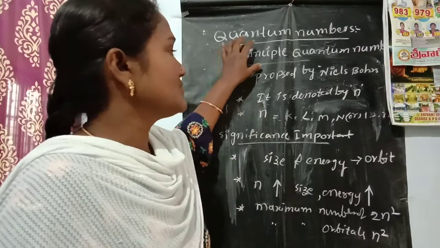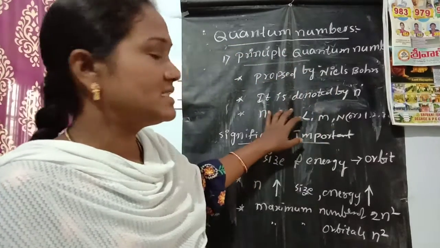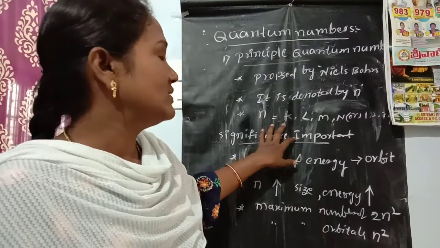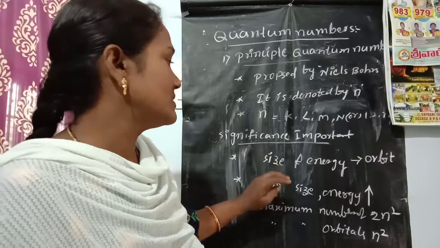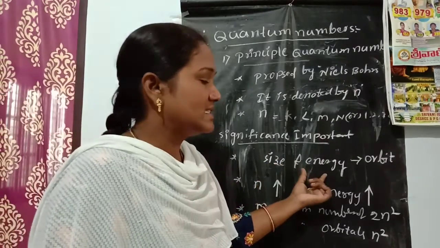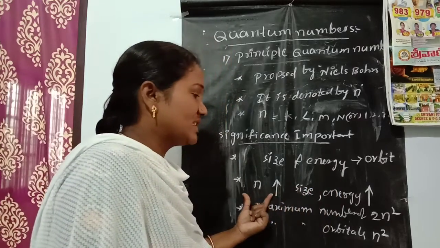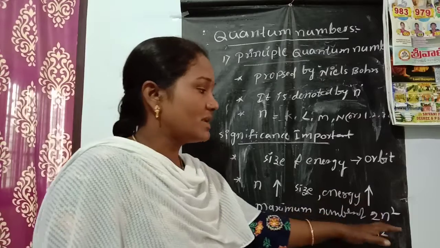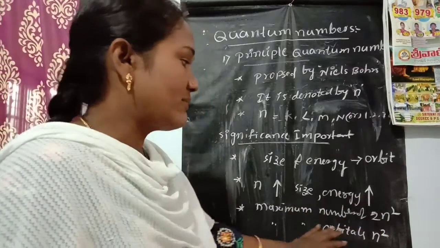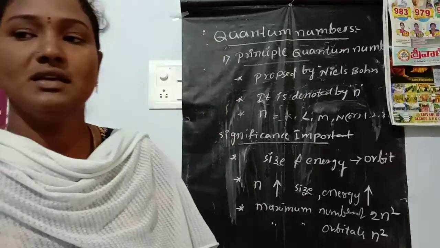So the first one is the principal quantum number, proposed by Niels Bohr. It is denoted by small n. The n values are K, L, M or 1, 2, 3, 4. Its significance is that it describes the size and energy of the orbit. As n values increase, size and energy also increase. The maximum number of electrons is given by 2n square, and the maximum number of orbitals is n square. This is the principal quantum number.